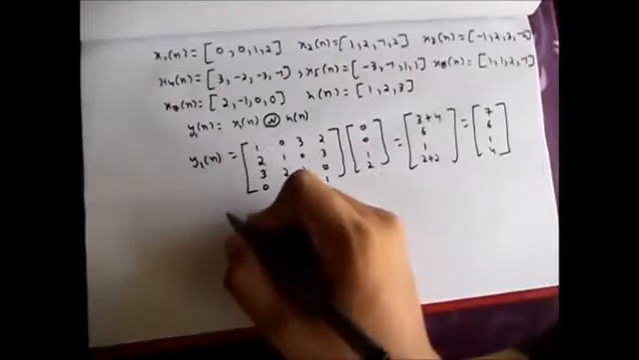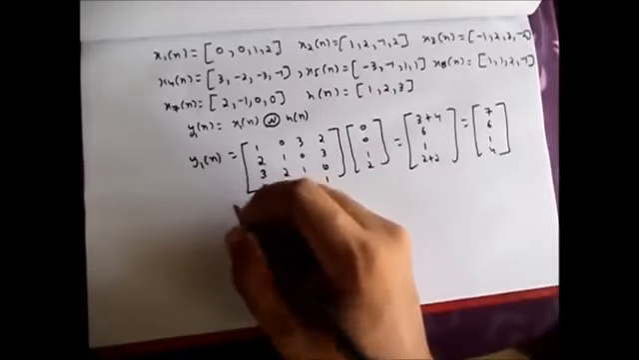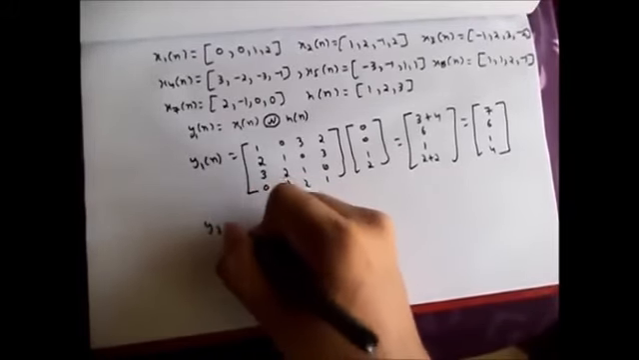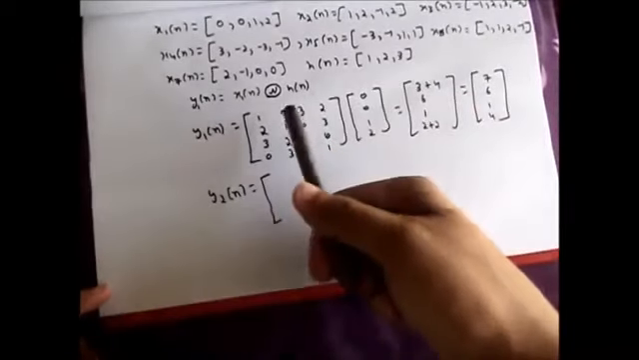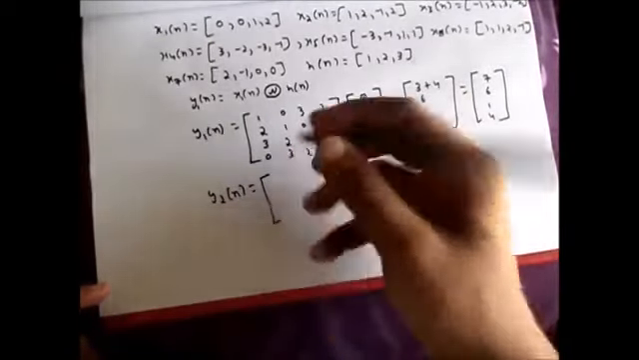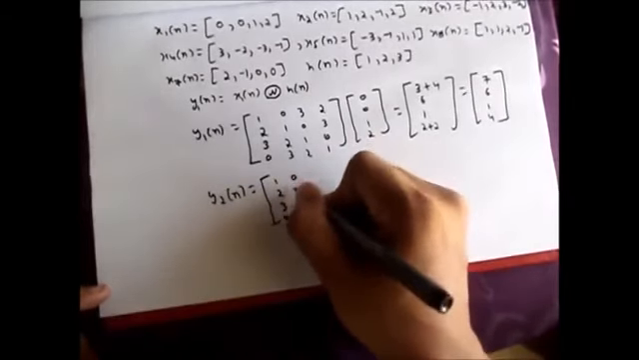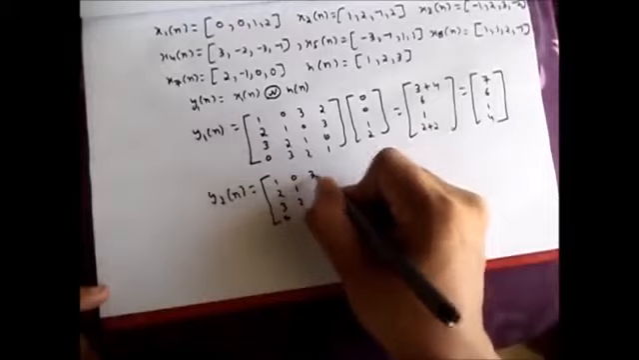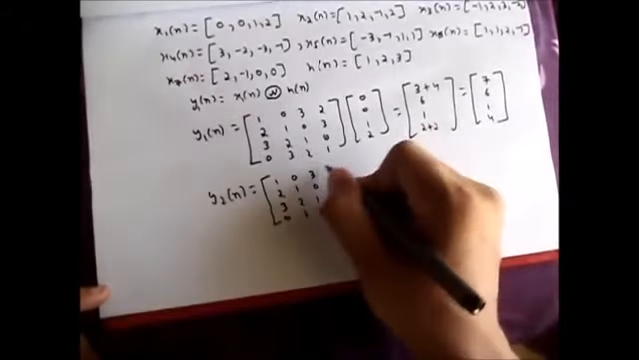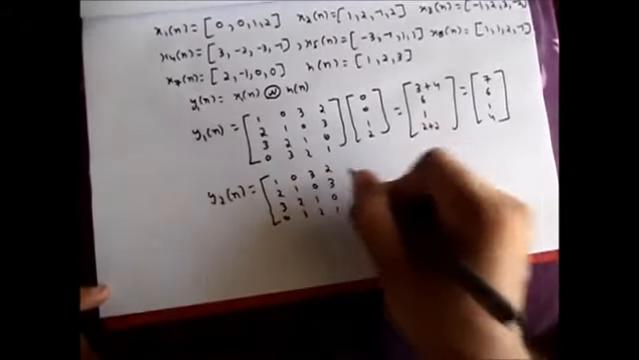Similarly, we have to find the value of the rest of the output data blocks. So the second output data block will be, again we will circularly shift the samples of h of n, that is the impulse response. So 1, 2, 3, 0, 0, 1, 2, 3, 3, 0, 1, 2, 2, 3, 0, 1.